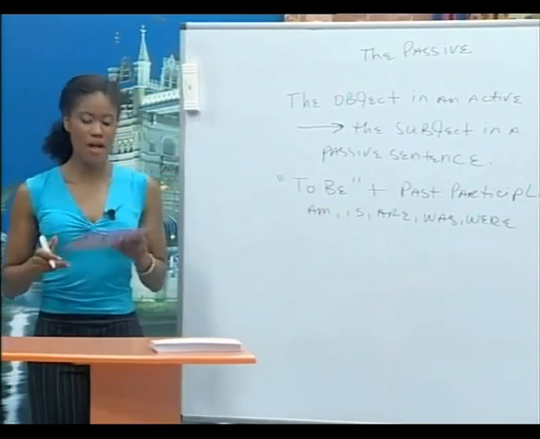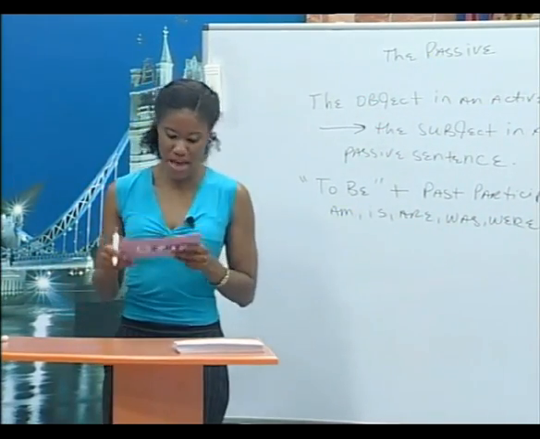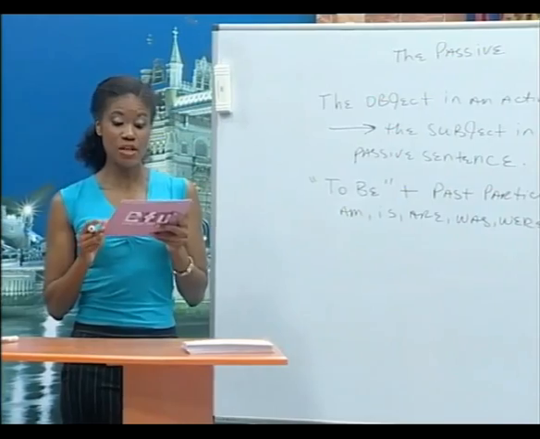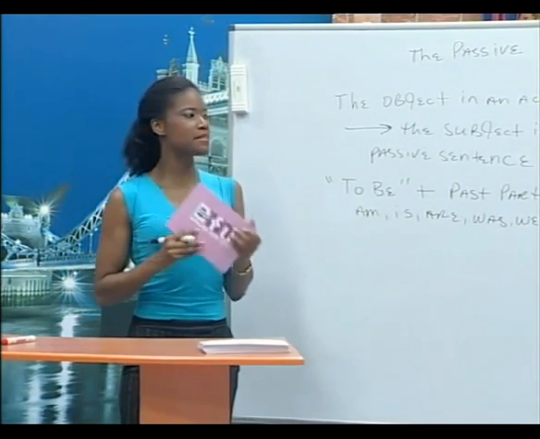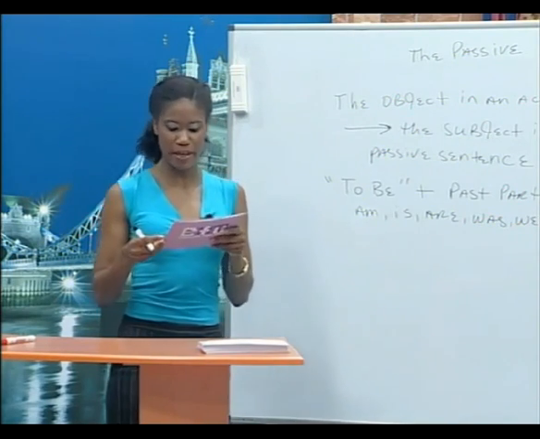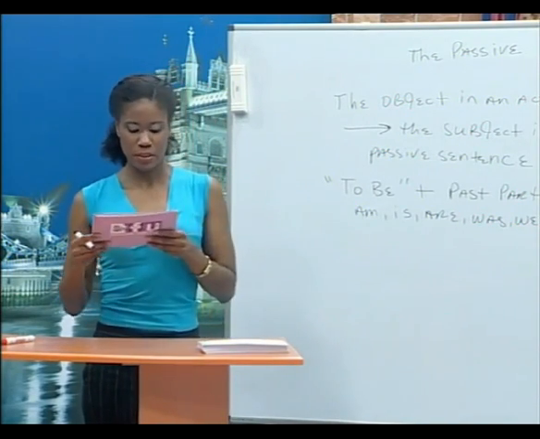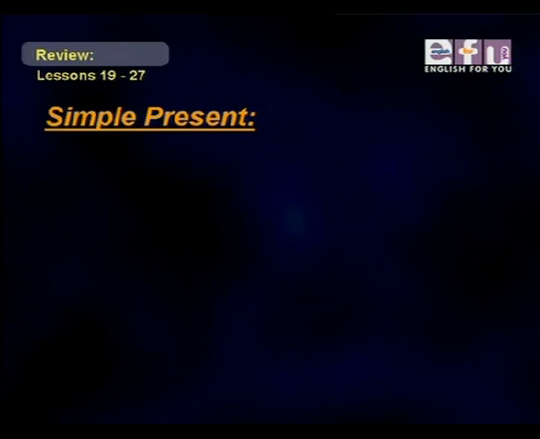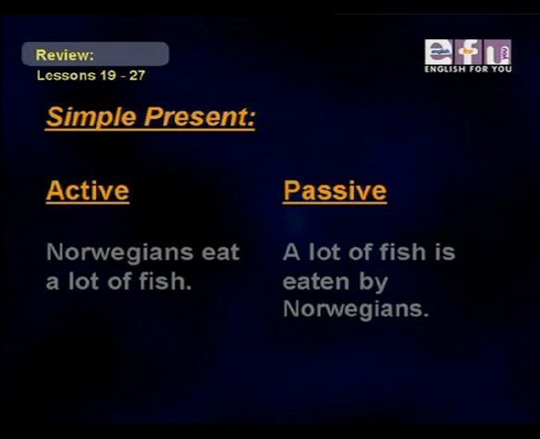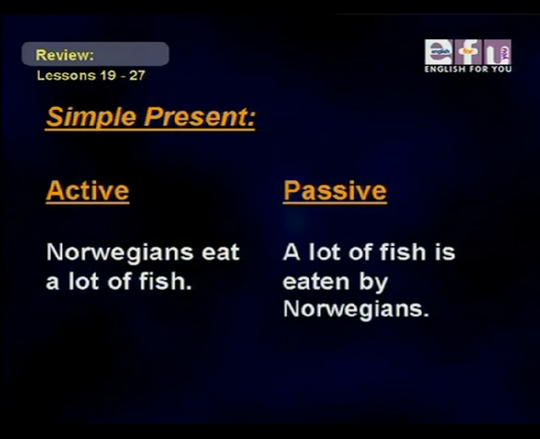Okay, now by is used in some passive sentences, but it isn't always necessary to use by, only if it's necessary to know who is doing the action. Okay. Please follow along on your screen. Simple present, the active sentence. For example, Norwegians eat a lot of fish. Passive sentence, a lot of fish is eaten by Norwegians.